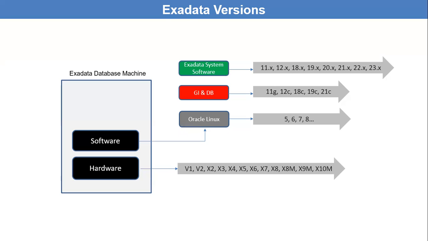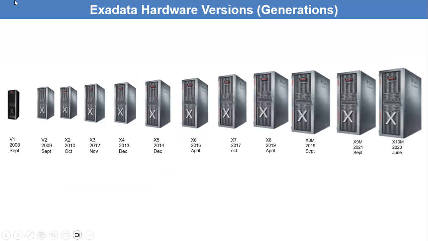Exadata hardware versions in detail. This slide shows you the Exadata hardware versions specifically and their year of release, starting from V1, which was released in 2008, till the latest version, which is X10M, which was released in June 2023.